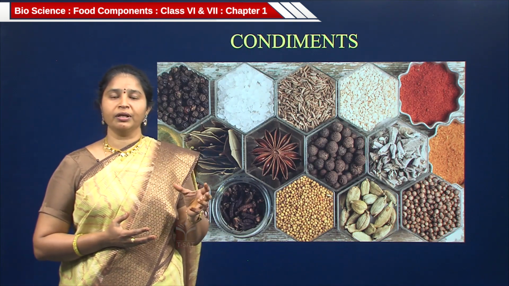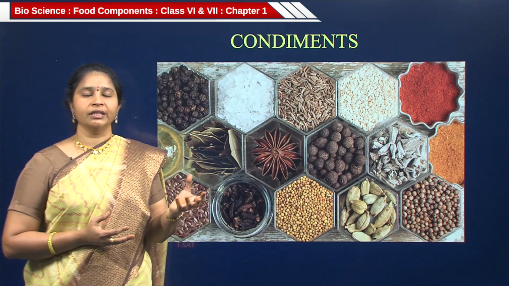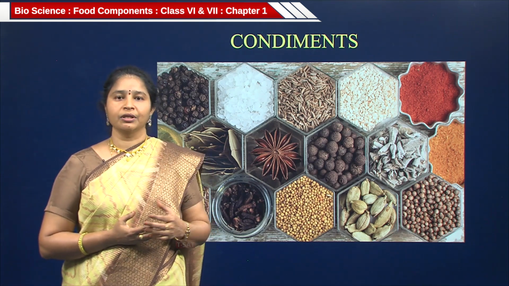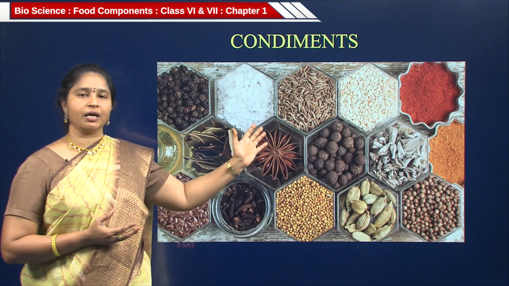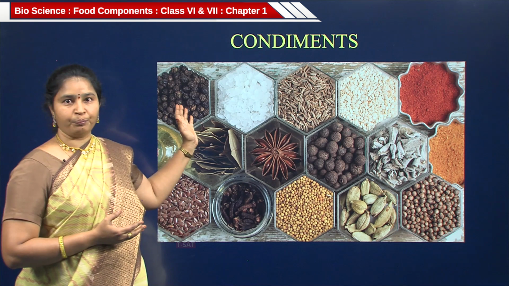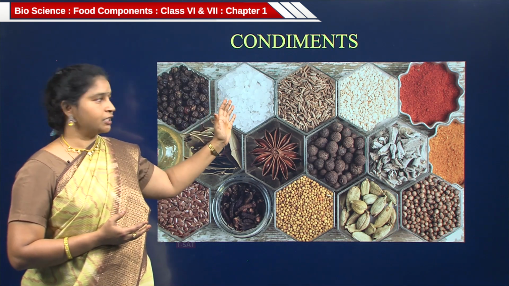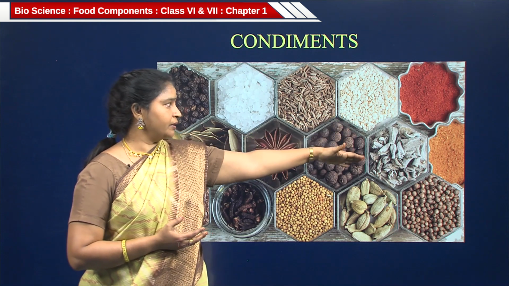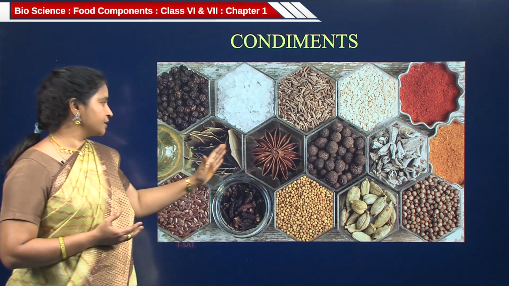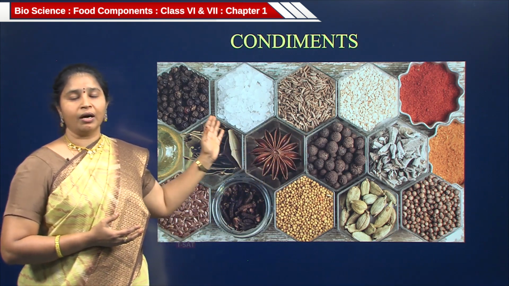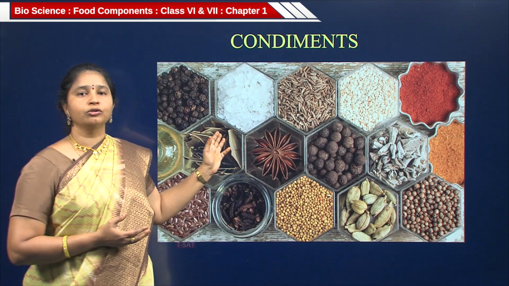Children, one more important ingredient. These ingredients add taste to our food items. You are seeing various kinds of condiments we use in our food items, like pepper, black pepper, salt, jeera, red chilli powder, star anise, bay leaf and all kinds of condiments. Condiments are also called sugandha dravyalu.